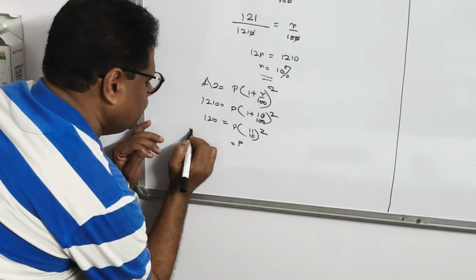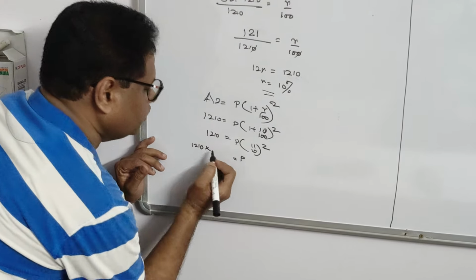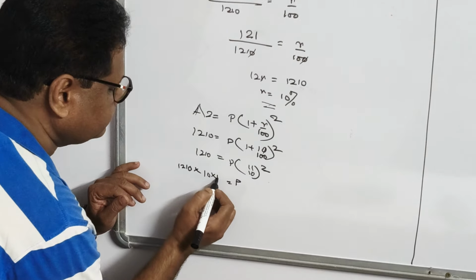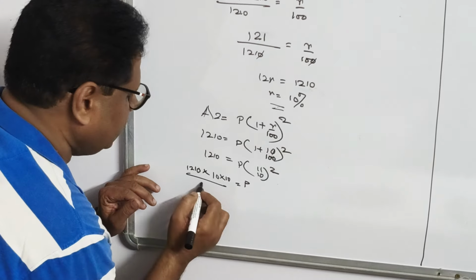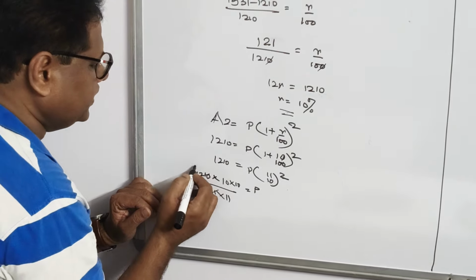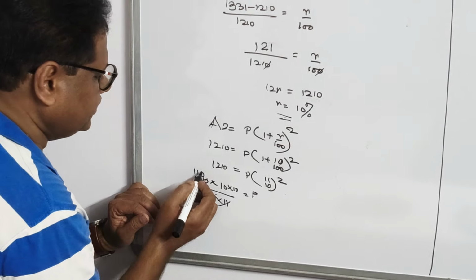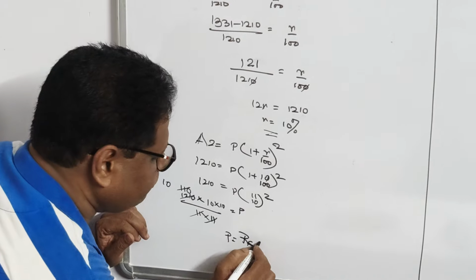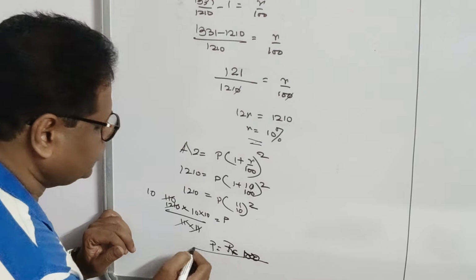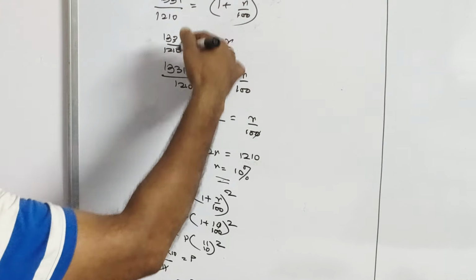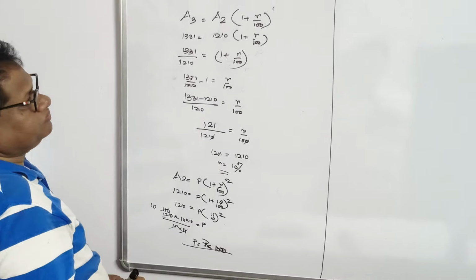So P equals 1210 into 10 into 10 divided by 11 into 11. Okay, 11 cancels 110 times, then we have 10. Okay, so the principal comes to rupees 1000. Okay, so this is the way we can solve if it is successive amounts, right?